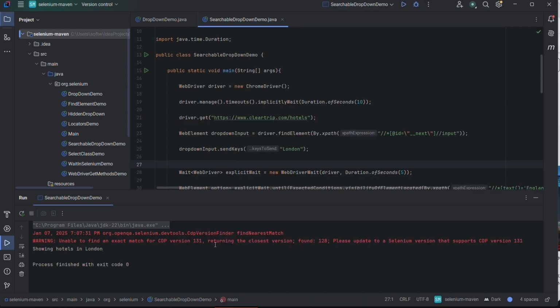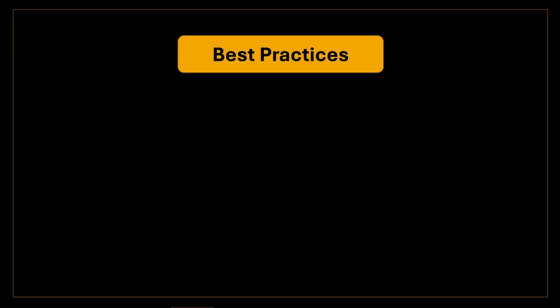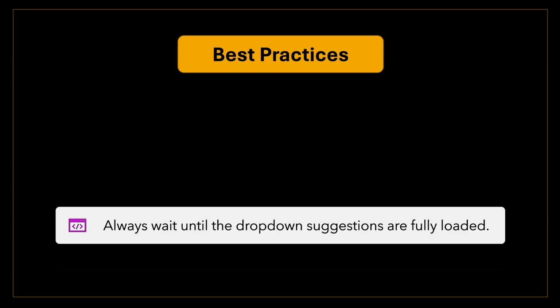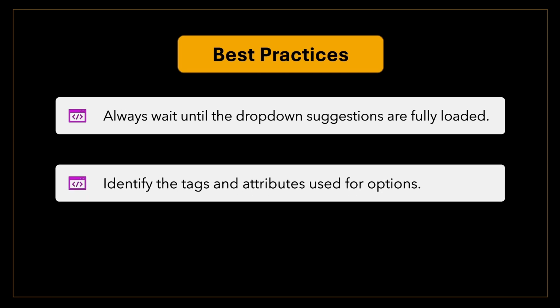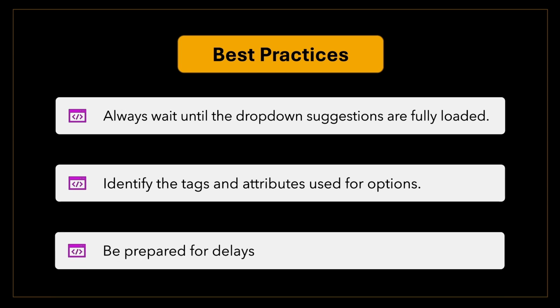So that is how you handle searchable or auto-select dropdowns using Selenium. I have listed some best practices for handling searchable dropdowns. Always wait until the dropdown suggestions are fully loaded. This prevents errors caused by trying to interact with elements that aren't ready. Check the structure of the dropdown in the browser to identify the tags and attributes used for options. Some dropdowns fetch data dynamically, so be prepared to add delays. These dropdowns might seem tricky at first, but with the right approach, identifying the input, waiting for suggestions, and interacting with options, they are easy to manage.